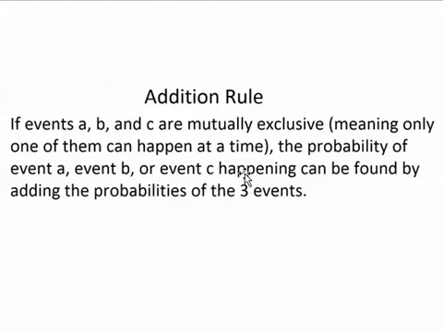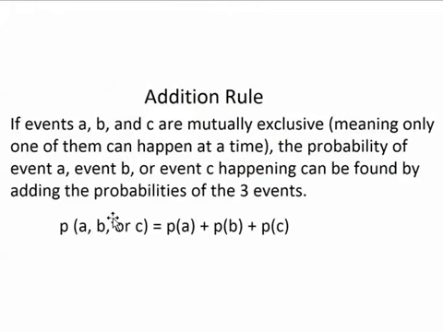Here's an extension of the addition rule. If events A, B, and C are all mutually exclusive, meaning only one of them can happen at a time, the probability of A, B, or C happening can be found by adding all three probabilities. So the probability of A, B, or C equals the probability of A plus the probability of B plus the probability of C.